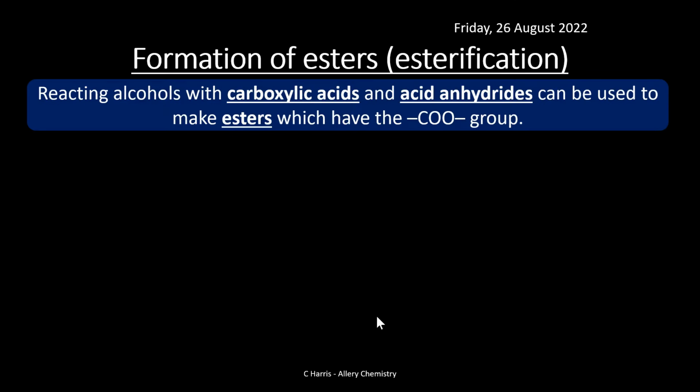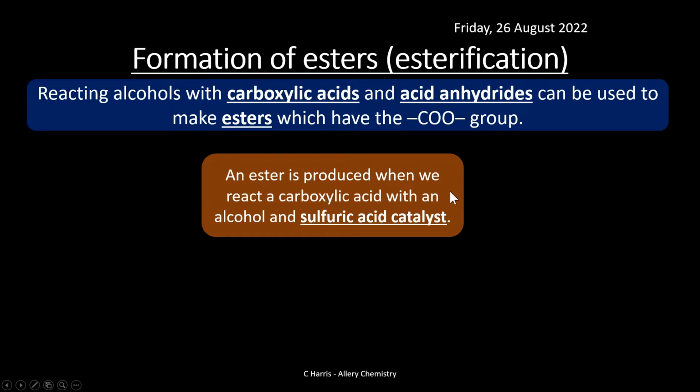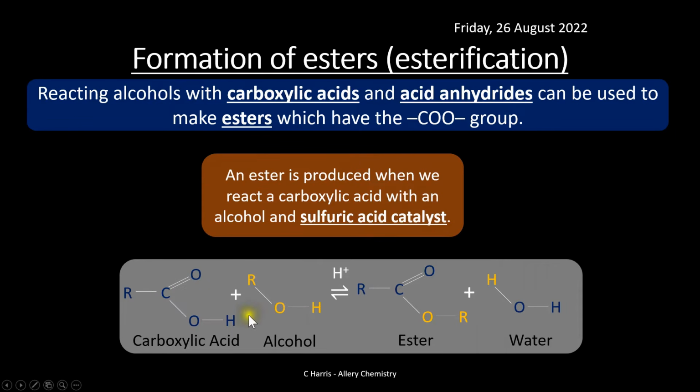And this can be used to make esters, and they have the COO group, and there are carbonyl groups that flank the two ends of this functional group here. So an ester is produced when we react a carboxylic acid with an alcohol, and we use a sulfuric acid catalyst. You might have done this in the lab as well in beakers. It's quite a straightforward reaction, to be honest.